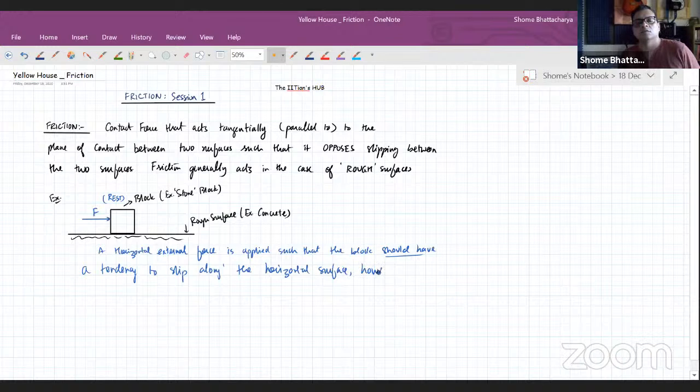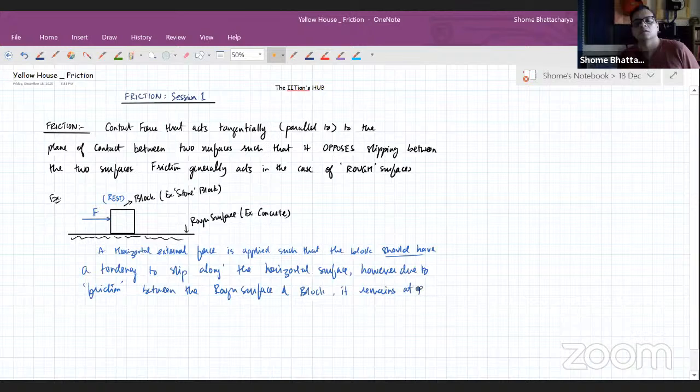However, due to friction between the so-called rough surface and the block, it remains at rest. So this is an example of the application of friction.